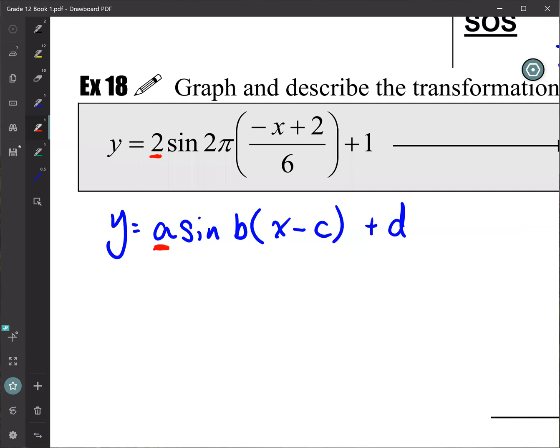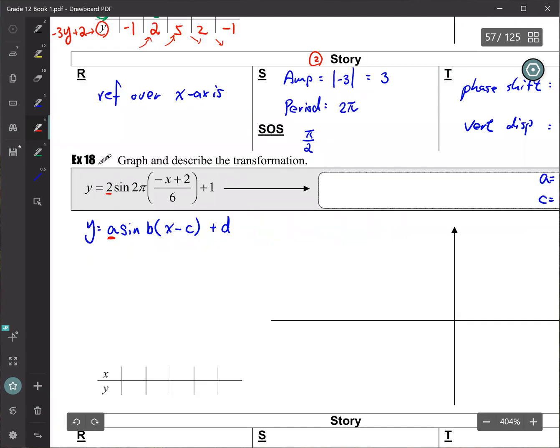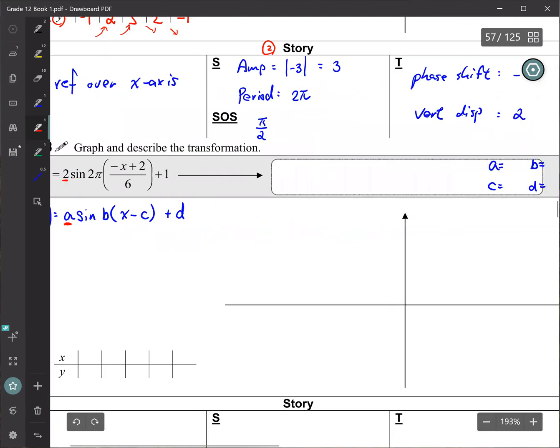Good. What else is also easy to find? Anyone? What else is also easy? D. Which one? D. Okay, D for dog. What's the D?